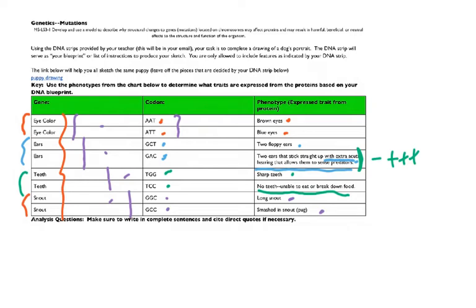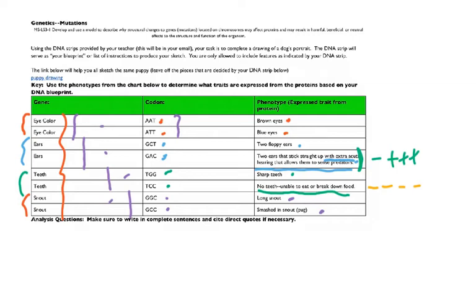However, look at teeth. We have this right here. This doggy has no teeth. That is bad. It can't eat or break down food. How is it ever going to survive? That is an example of a mutation that is negative.